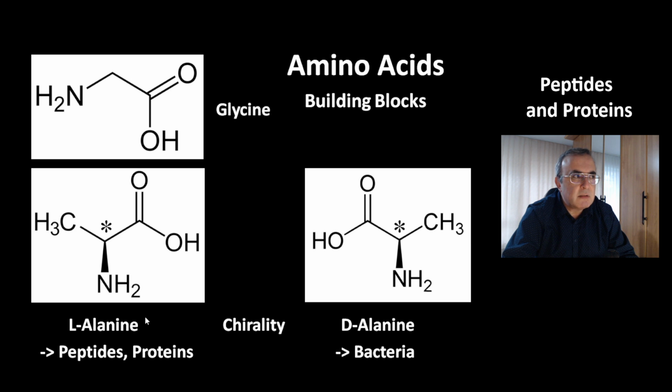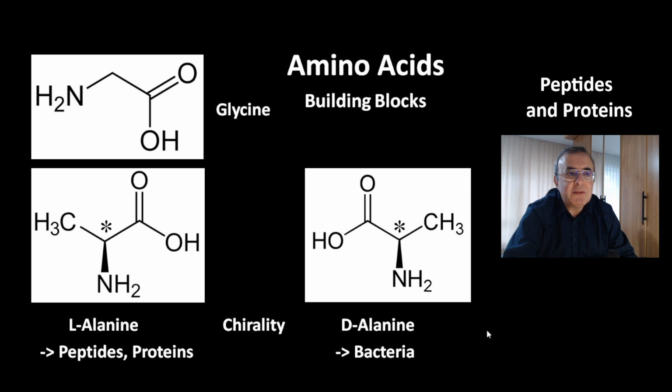With the next bigger molecule, there's a difference. Because now you got four different groups at this central carbon atom, and this means you have this phenomenon called chirality. There are two sorts of this molecule. They are mirror images of each other, like the right hand and the left hand. This left compound is called L-alanine, and its mirror image is called D-alanine. The peptides and proteins are made of L amino acids.